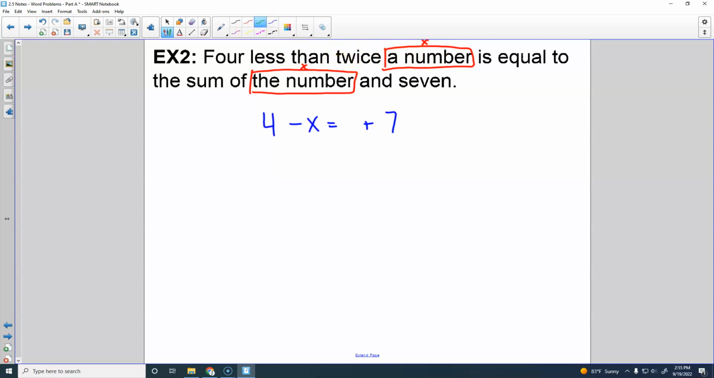Did you guys do anything with twice? Okay, that's multiplication specifically by 2. So I should have a 2 with my x. It's twice the number. Now, let's talk about this. Is it right to do 4 minus 2x? It is not. How do you know?